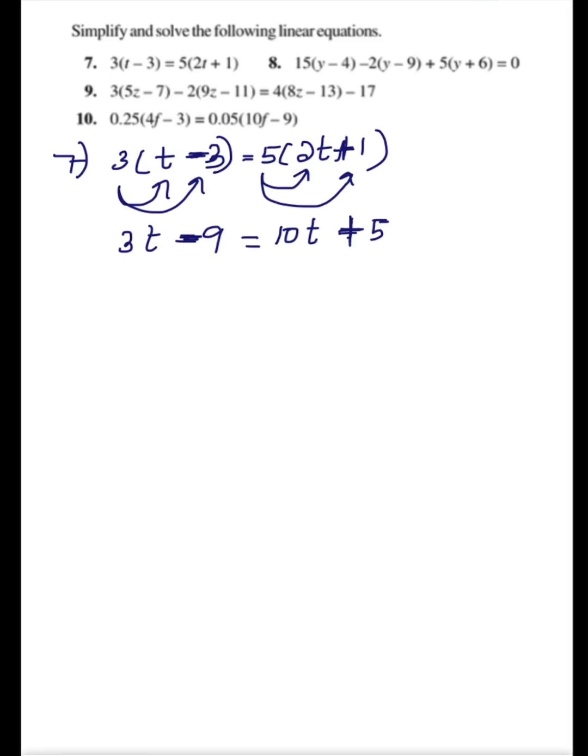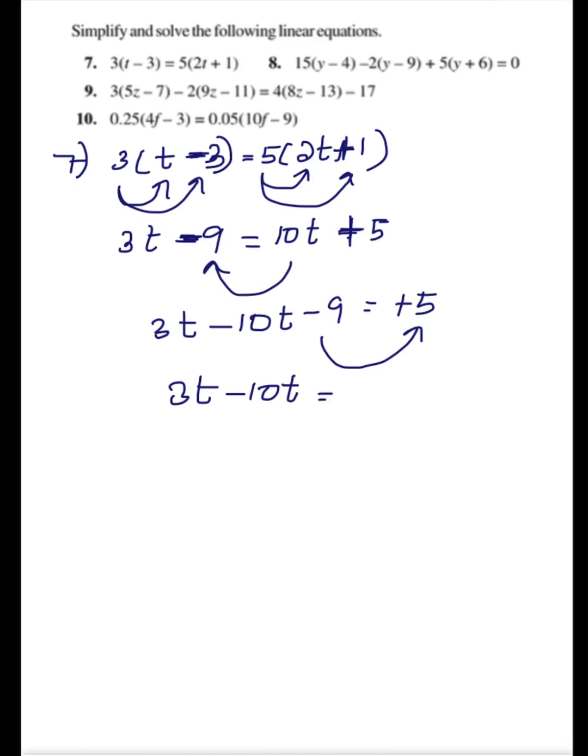Okay. Now you have to take the variables to one side. So let's take this 10t to left hand side. So 3t. If 10t is taken to other side, it will become minus 10t. Okay, so 3t minus 10t. Now what is remaining there? Minus 9 equals plus 5. Okay. Now you have to take this minus 9 to other side. Only then you will get the variables alone in the left hand side. So 3t minus 10t is equal to 5 minus 9. If taken to other side, it will become plus 9.